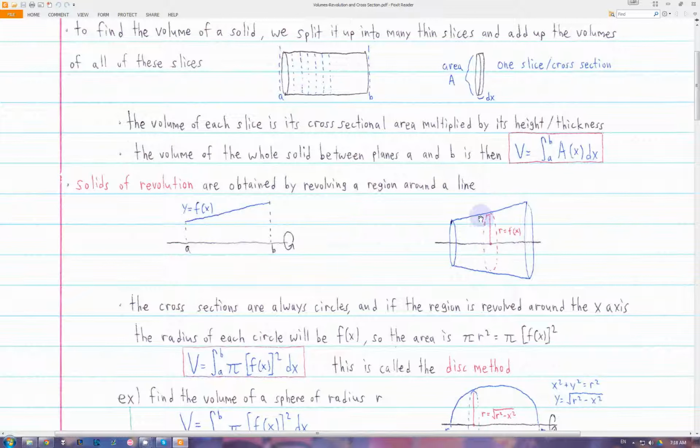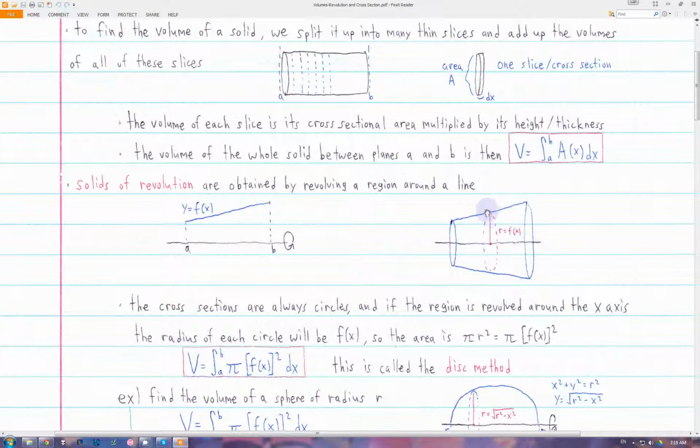And so in a solid of revolution, the cross sections are always cylinders, and so the cross-sectional areas are always circles. And you can see here the radius of this circle, when we revolve it around the x-axis, is just equal to f of x. It's the y value at any point will be the radius of this cross-section circle. And so the cross-sectional area will just be pi r squared, or pi f of x squared.